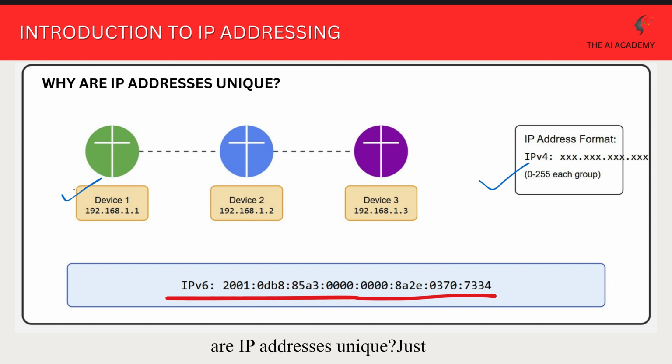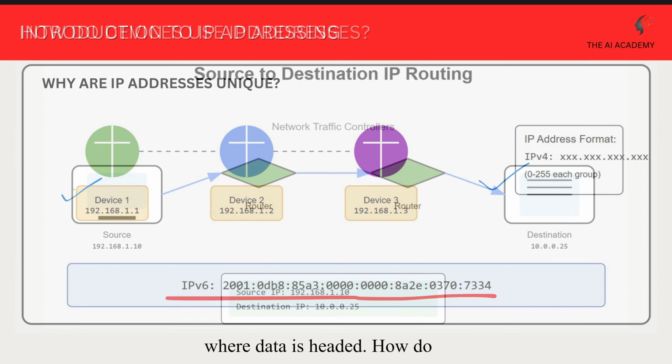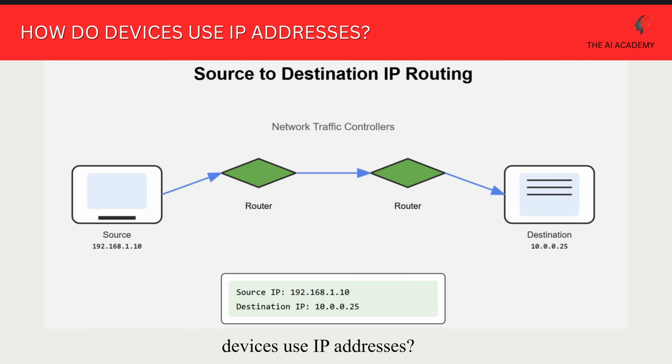Why are IP addresses unique? Just like no two houses on the same street can have the same address, no two devices on the same network can share an IP address. This ensures there's no confusion about where data is headed. How do devices use IP addresses? The source and destination. When you send a message or browse a website, your device includes both its own IP as source and the receiver's IP as destination. Routers and switches, the network's traffic controllers, use these addresses to guide the data to its intended recipient, no matter how many networks it must cross.